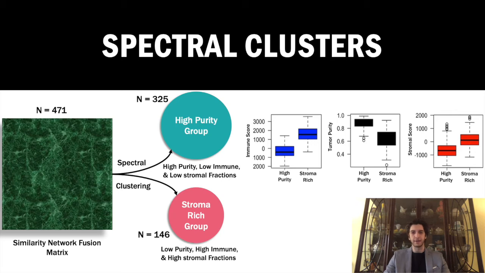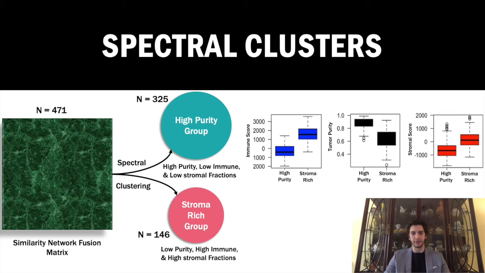Now, after analyzing the composition of the tumor microenvironment in each cluster, we found that the larger group had high purity, low immune, and low stromal fractions, which we call the high purity group. The smaller group had low purity, high immune, and high stromal fractions, which we call the stroma-rich group.